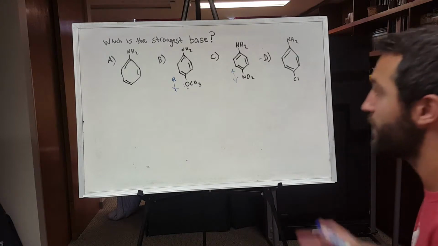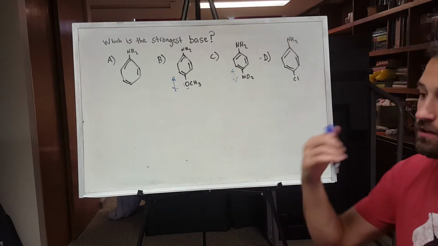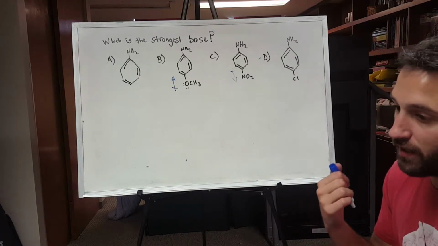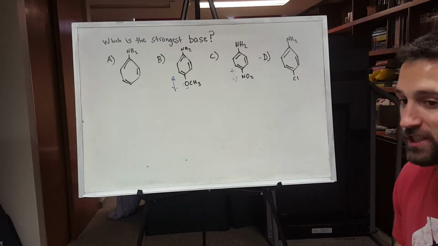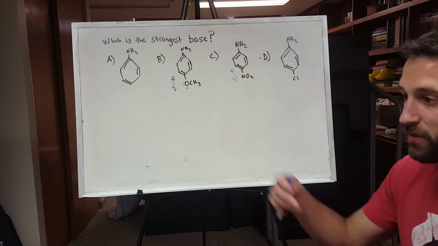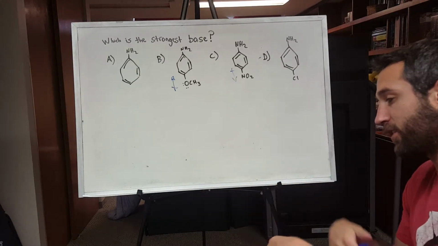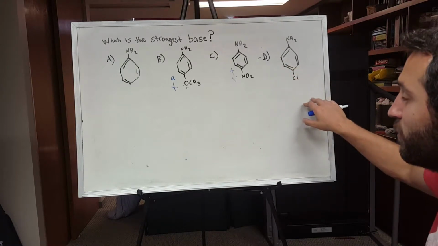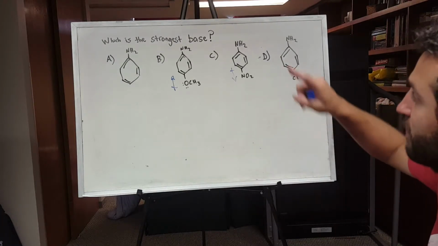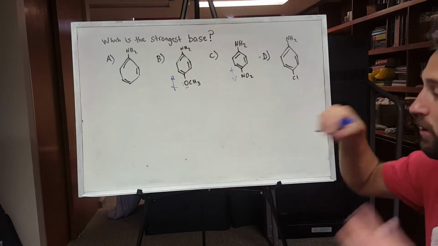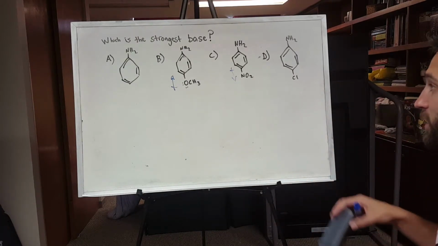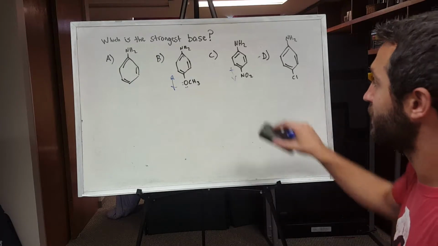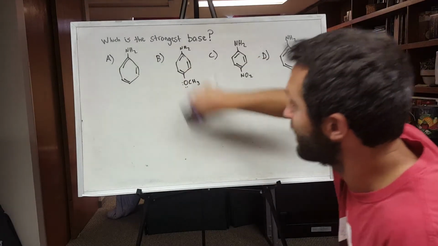Basically, you can go through the table in your book and memorize activating and deactivating substituents, and which ones are most deactivating, which ones are most activating, which one's a little less activating, and just go through, based on that, and determine which is the strongest base. Or, if you don't want to memorize, which is the way I go about stuff, you can just show it real quick. You can think about it through resonance.